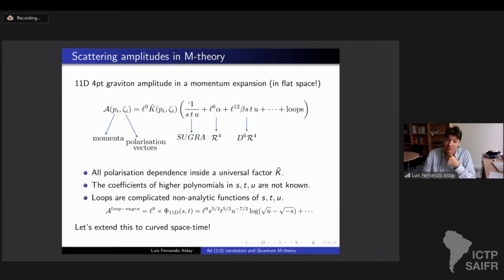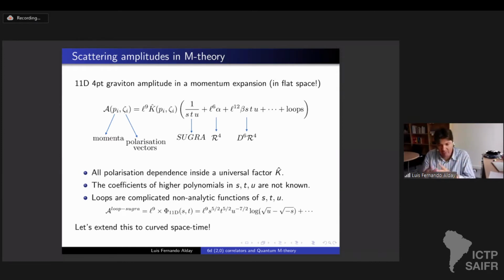Then we have a series expansion in powers of the Mandelstam variables. So for instance, here we have 1 over STU, 1, STU, etc. And it turns out that because of what I said before, the coefficients of higher polynomials in S, T and U are actually not known. In addition to this polynomial expansion, we have loop terms that can be determined from these tree-level terms, that are some complicated non-analytic functions of the Mandelstam variables S, T and U. The first term, which was the only term computed explicitly before our work, corresponds to the one-loop supergravity term. It goes like L^9, so it's between these two in an L expansion, and it is given by the 11-dimensional box function, which is some complicated function of S, T and U.